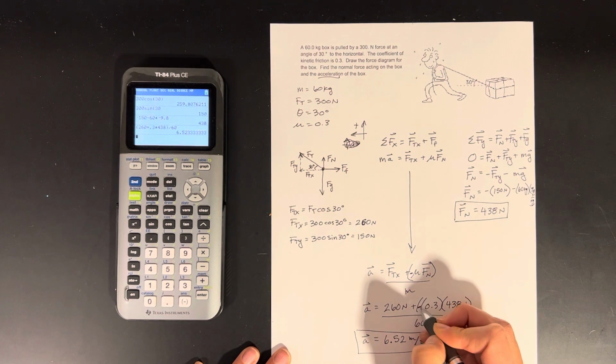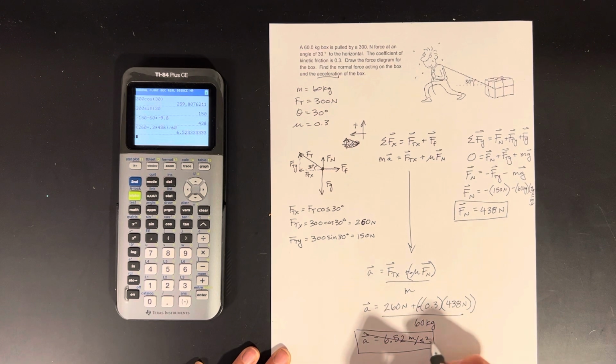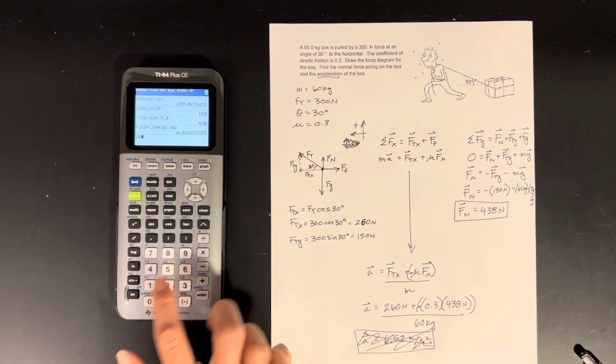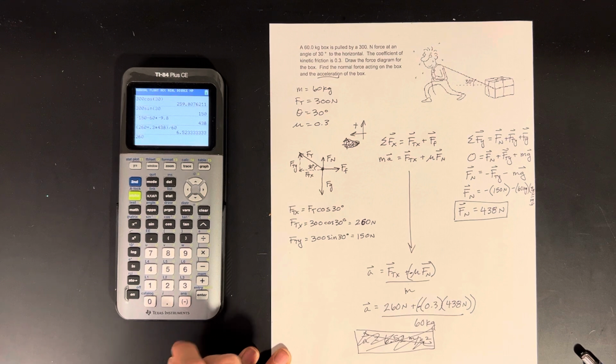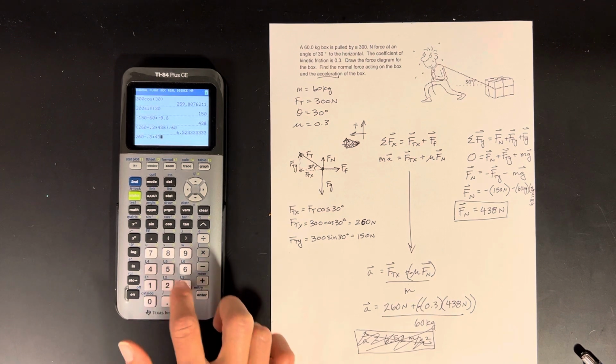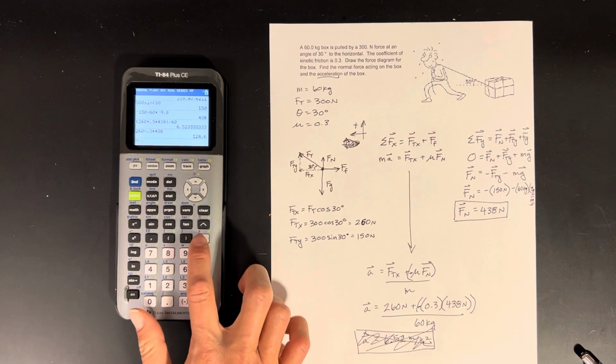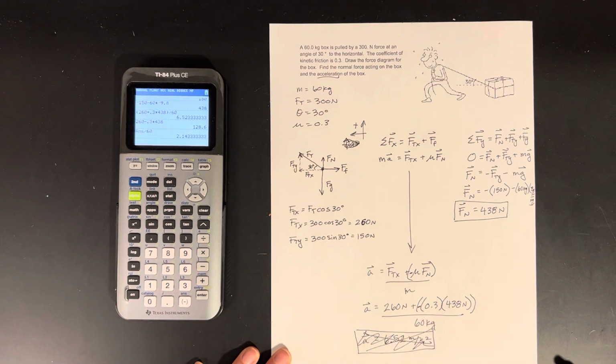So we're gonna redo that. I was like, that acceleration seems a little bit high. All right, 260, and then we're gonna subtract 0.3 times 438, and then divide by 60. That's much better. All right, acceleration equals 2.14 meters per second squared. It's okay to make a mistake in your calculations. Double check your work. Make sure you double check your signs. Go back and fix it if you do.